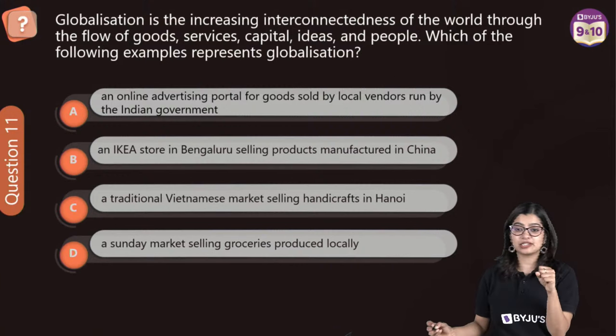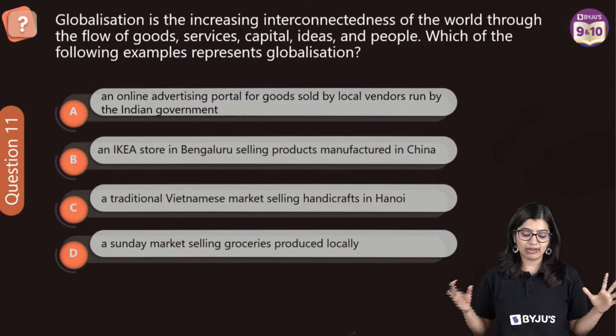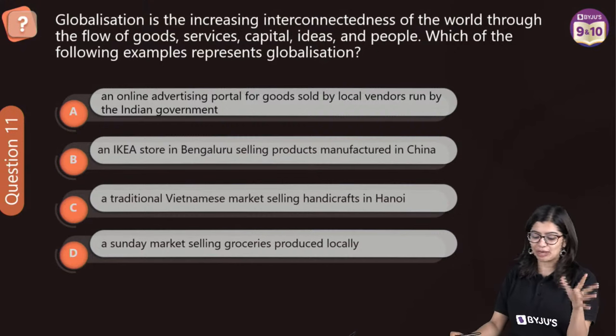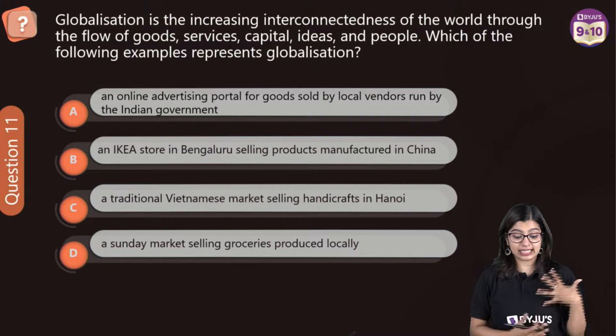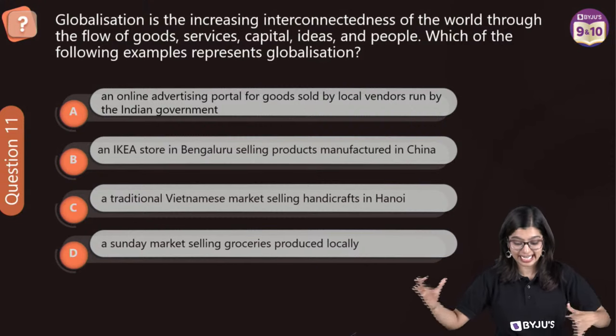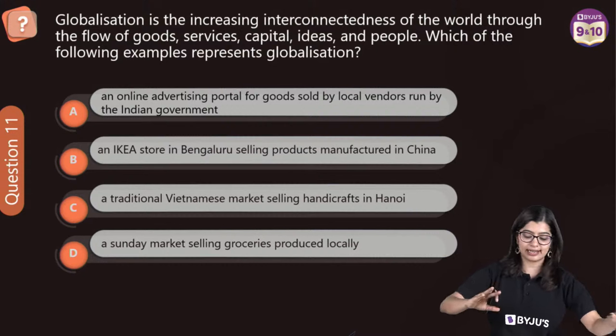This is a very interesting question, and students, next week I'll complete the globalization chapter, so not to worry. Globalization is a very easy chapter. So globalization is the increasing interconnectedness of the world through the flow of goods, services, capital, ideas and people.